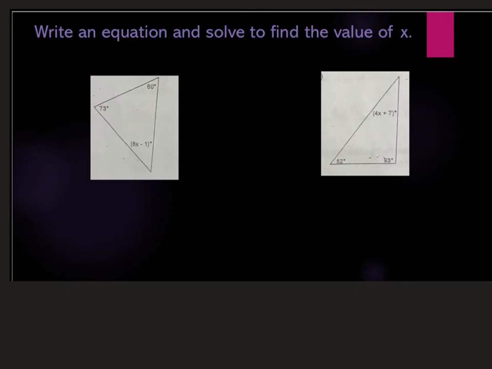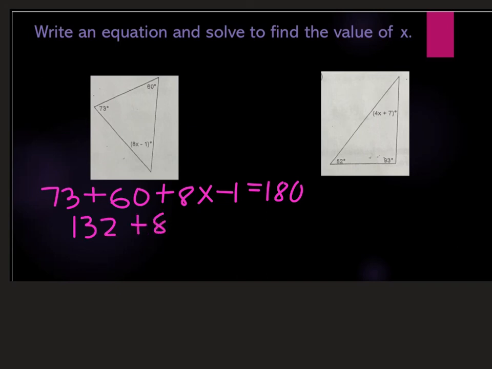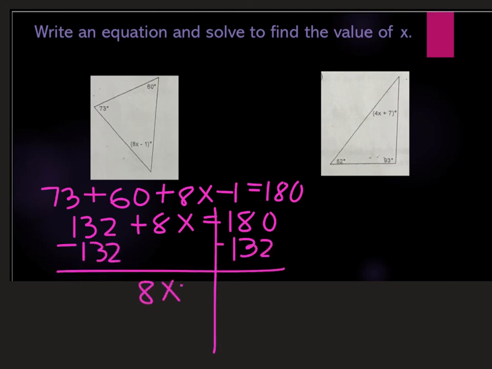Okay, next one is a triangle. This isn't a vocab term, we just have to remember the triangle sum theorem. Remember, all three angles in a triangle add up to 180 degrees. So our equation should be 73 plus 60 plus 8x minus 1 should all equal 180. Combine like terms first. 73 plus 60 minus 1 would give me 132. Bring down our 8x, bring down our 180, and now we can solve. So subtract 132 from both sides. We get 8x equals 48. Divide by 8, should get x equals 6.